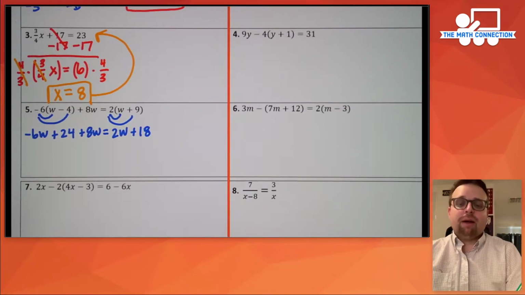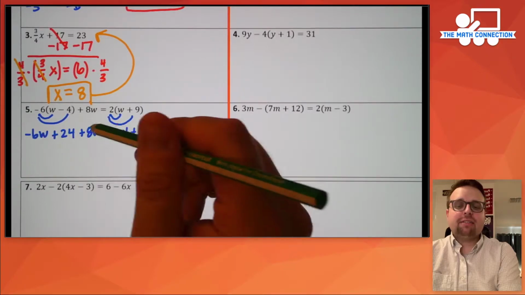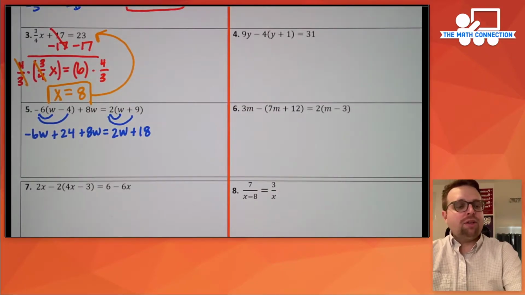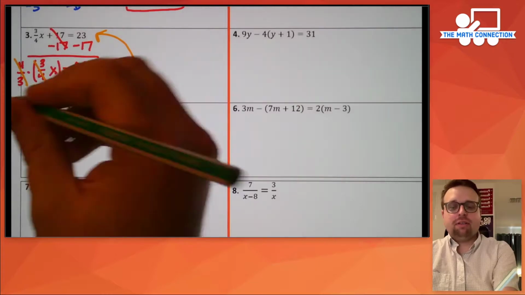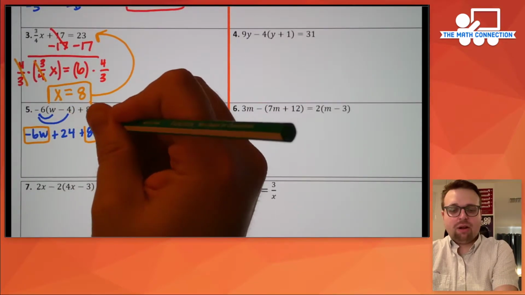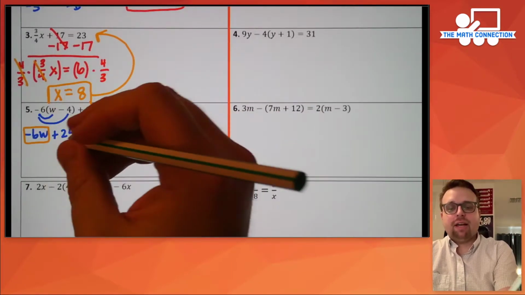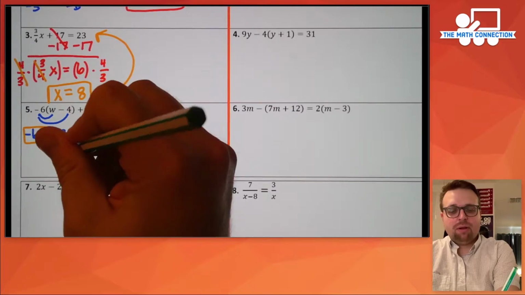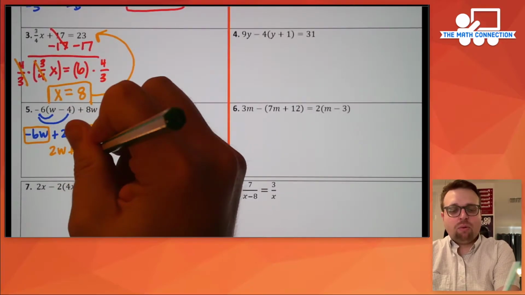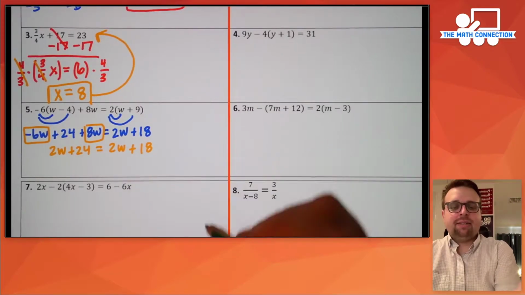Okay, we do need to combine some like terms here. On the left side, we can combine negative 6w and 8w. These two things right here on this side are like terms, so you need to combine them. And what you end up with when you have that is a positive 2w, and you still have a 24. And this is a positive 2w plus 18.